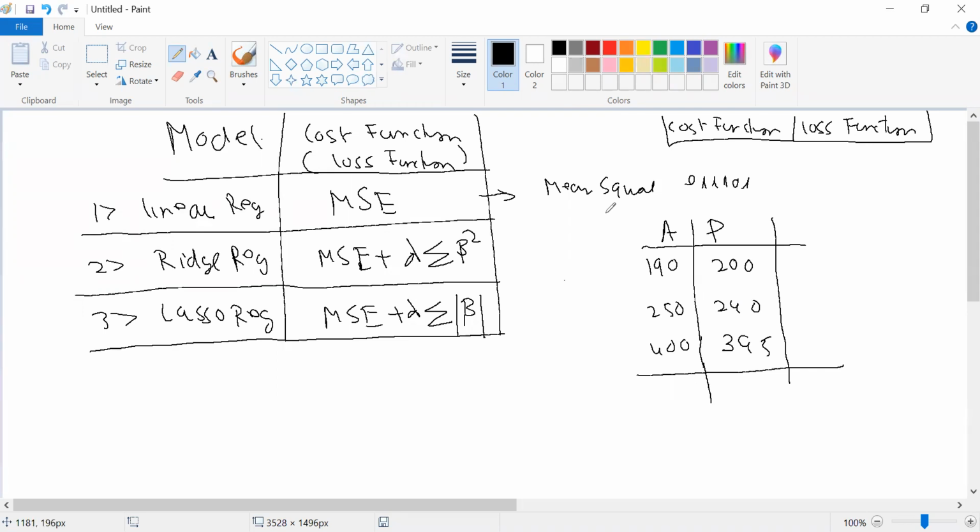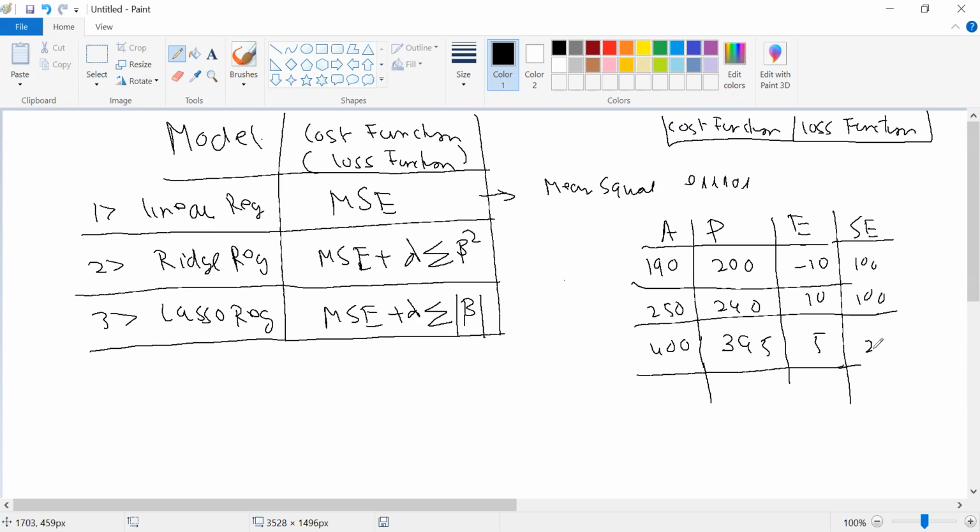So how would we find the MSE? First we will find the error. Okay, let me add a column for error. So what would be the error? Actual minus predicted. So 190 minus 200 is minus 10, then 10, then 5. Then I'll take the square of the error. So minus 10 becomes 100, 10 becomes 100, and 5 becomes 25.